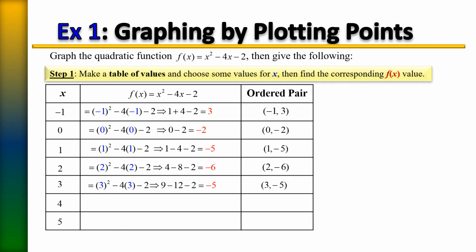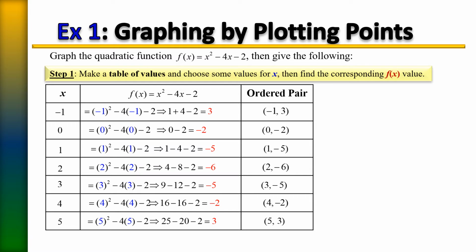Next, we're going to plug in a 4 in x's place. 4 squared is 16. In the middle term, we have -16, so 16 take away 16 is 0. So that leaves us with just -2. So the ordered pair then is 4, -2. Lastly, let's plug in a 5 in x's place. 5 squared is 25. In the middle, we're going to have -20. When we combine those numbers together, 25 take away 20 is 5, and 5 take away 2 does give us 3.